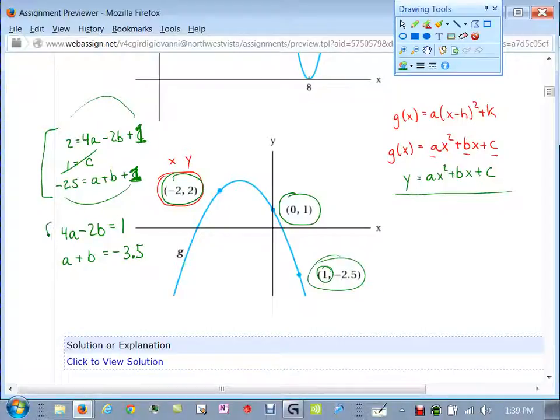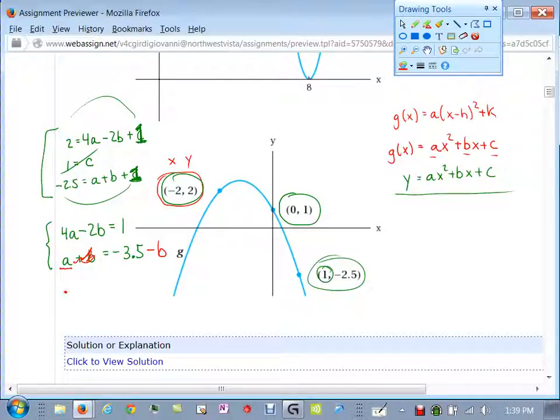And now what I need to do is solve this system of equations. And there's different ways to do it. You can use elimination or substitution. I'm going to use substitution, which means I'm just going to solve this second equation for a, which means I'm going to move b to the other side, make it minus b over here. So I know that a must be equal to negative 3.5 minus b.